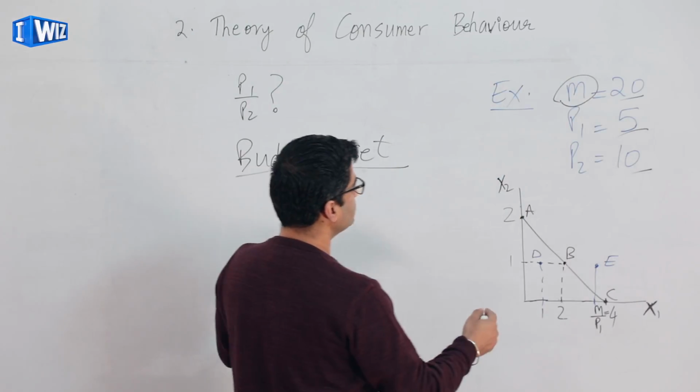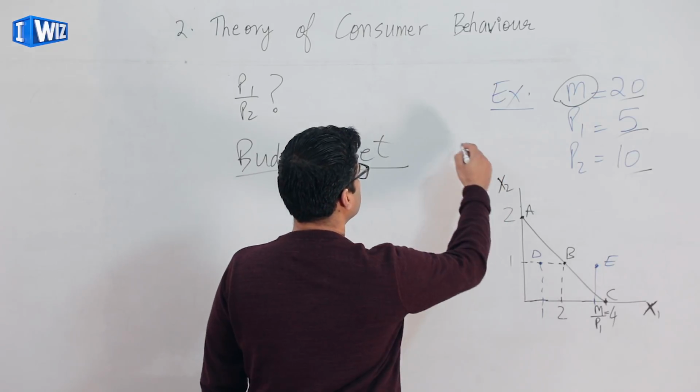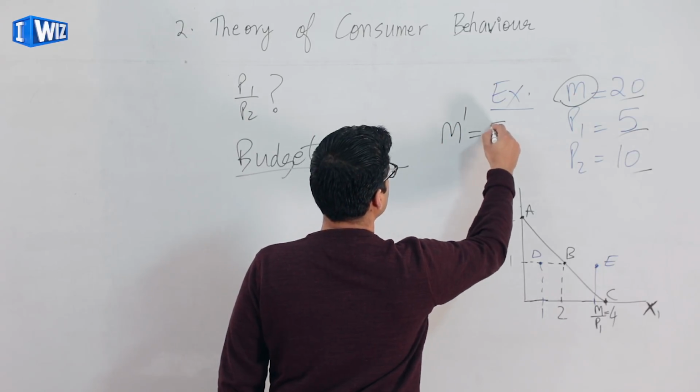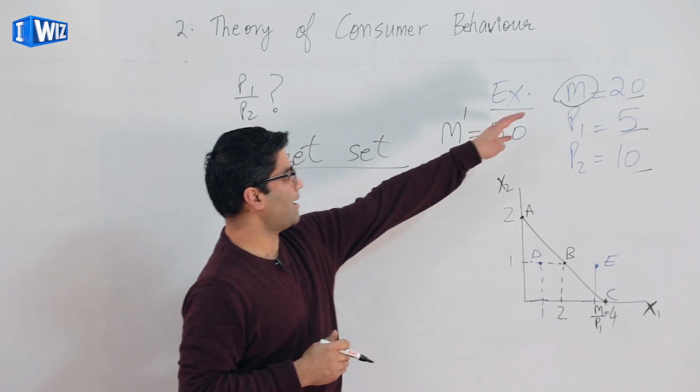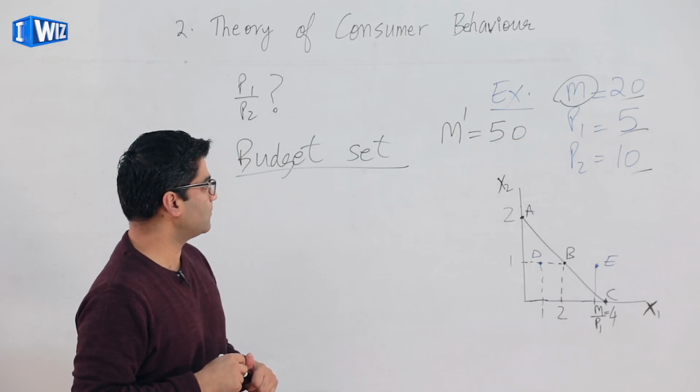So let's say income goes from 20 to 50, right? So that's how we write when something changes: this is M and then that becomes M superscript 1.